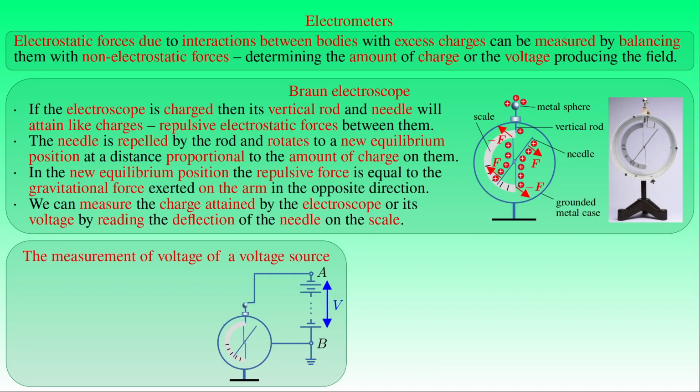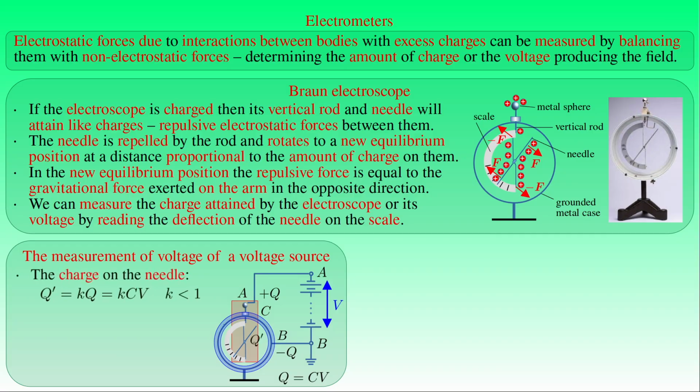The case of the electrometer and its parts insulated from the housing form the plates B and A of a capacitor of capacitance C. Then the plate A, represented by the insulated parts of the electrometer, will attain the charge Q given by the capacitance C times the voltage V between the sphere and the case, and the plate B represented by the metal case will attain the charge minus Q. A given amount of the charge Q is distributed over the needle of the device. If we denote this amount of charge by Q', then we can write it as some constant K times the charge Q, or K times C times V, where K is less than unity.